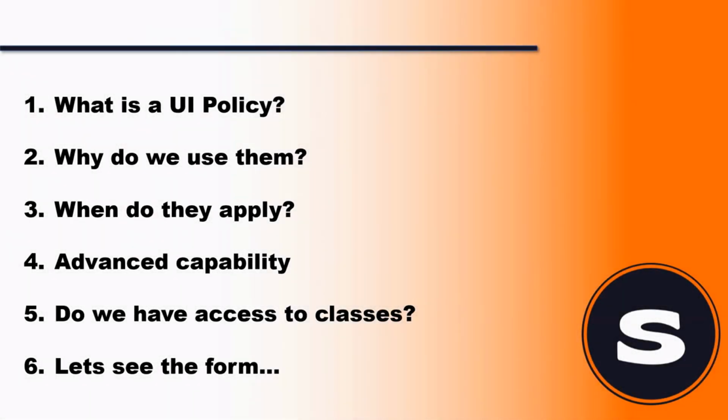So on the agenda we have, of course, what is a UI policy? We'll answer why do we use them? When do they apply? What kind of advanced capability can we use in UI policies? Do we have access to classes? Now, I mentioned classes on a previous video I did around client scripts, answering the question, what is a client script? I'll put one up, you can go and have a look. But do we have access to classes in UI policies? I don't know, let's see. And then we'll go and look at the form itself.